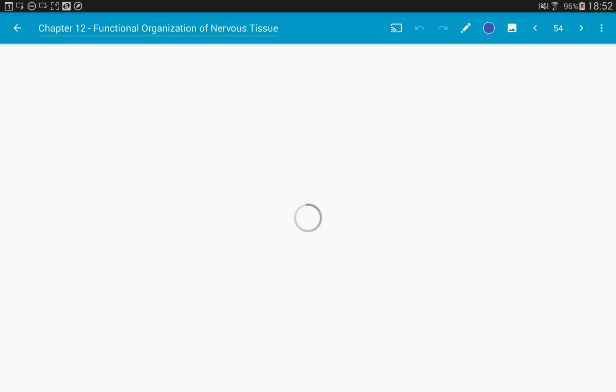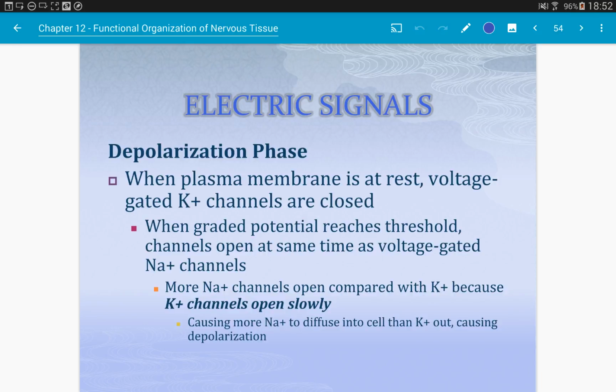All right. This is the slide we finished on, talking about depolarization, the whole phase, and we'll just start here real quick. As a reminder, in depolarization, our voltage-gated sodium channels are, what would we say? They're fast.